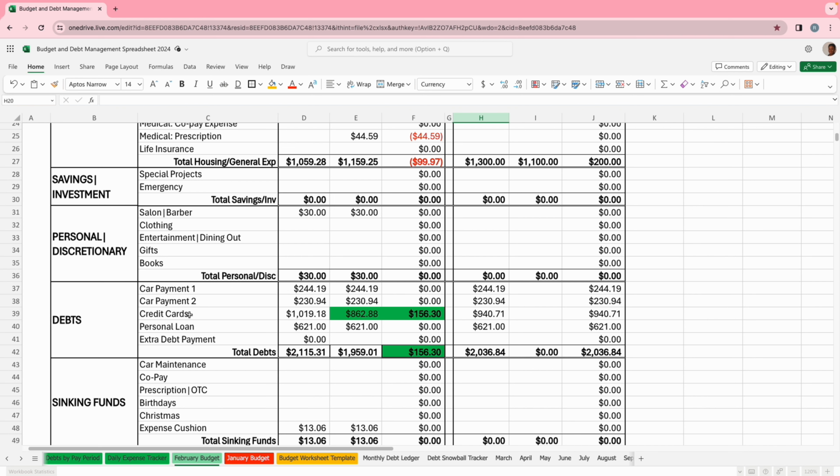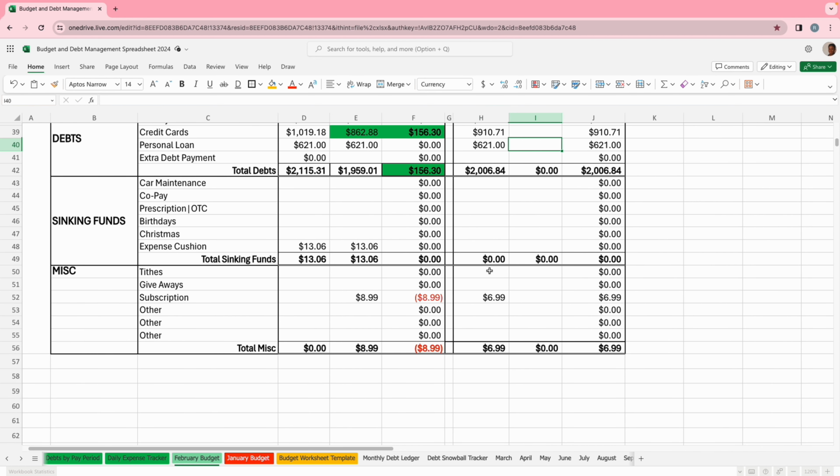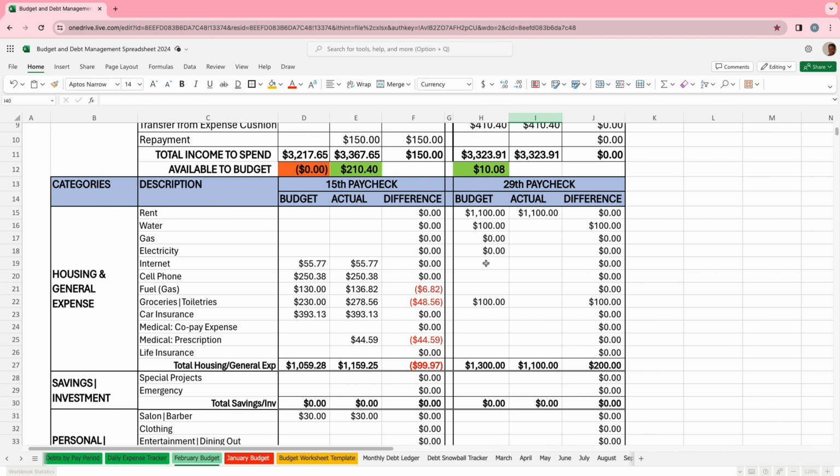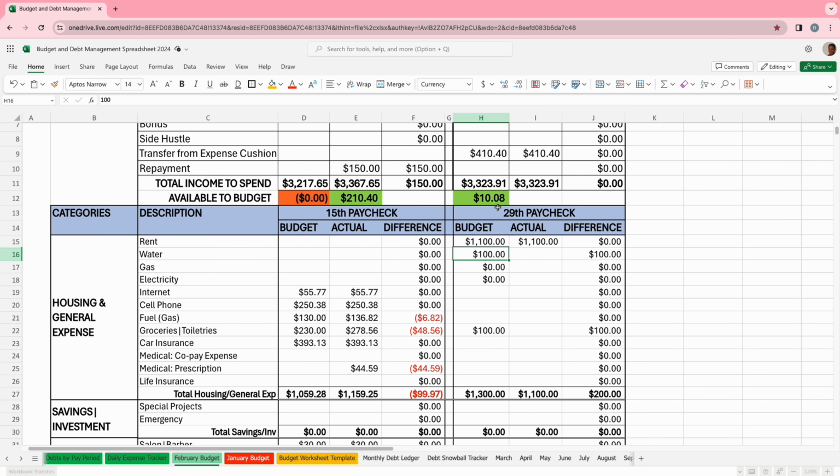And then the only thing that I can adjust here is to take out the $30 minimum payment that I would normally pay for my JCPenney card that I paid off last week. So this is gonna be $10.71. Hopefully, oh Lord, this is stressful. So I have $10.08 available to budget. So I'll pay $110.08 on my water bill.